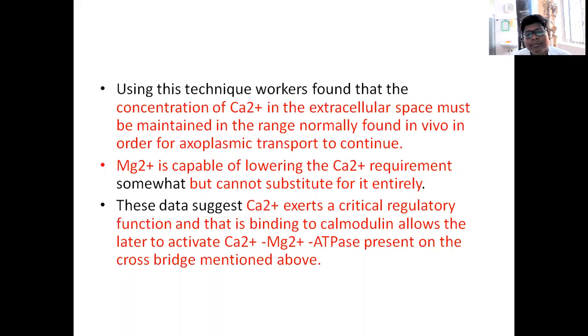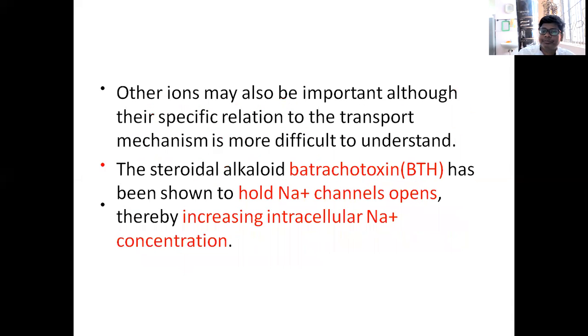Using this technique, workers found that the concentration of calcium in the extracellular space must be maintained in the range normally found in vivo in order for exoplasmic transport to continue. Magnesium ions are also capable of lowering the calcium requirement somewhat, but cannot substitute for it entirely. These data suggest calcium exerts a critical regulatory function, that is, binding to calmodulin, allowing the latter to activate the calcium-magnesium ATPase present on the cross bridge mentioned above.